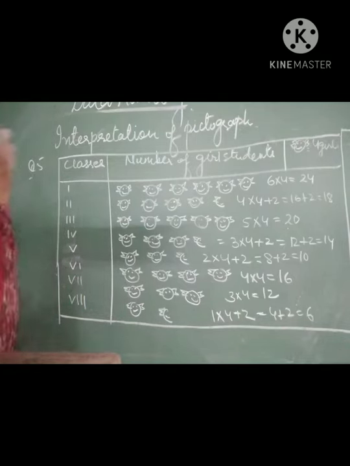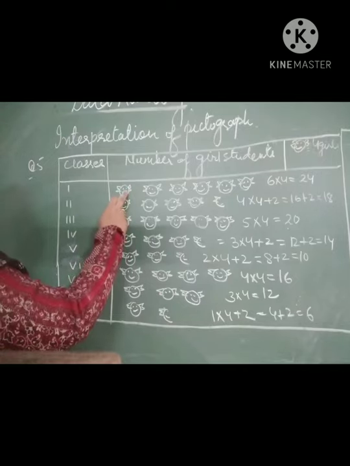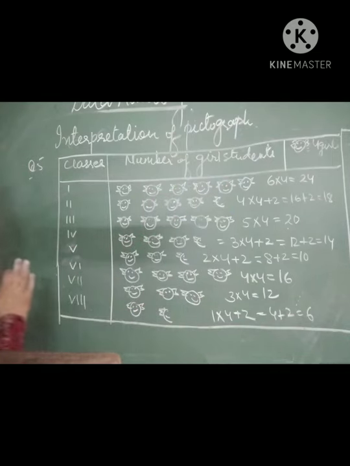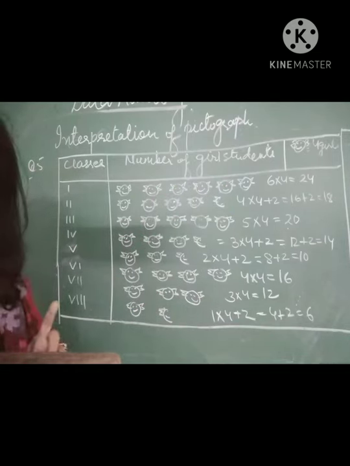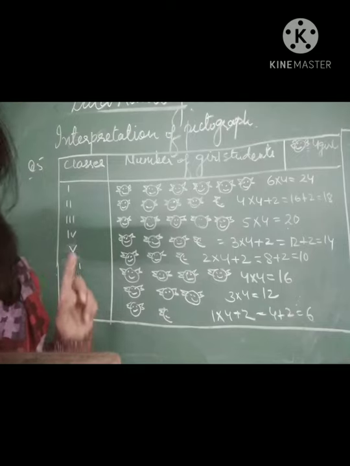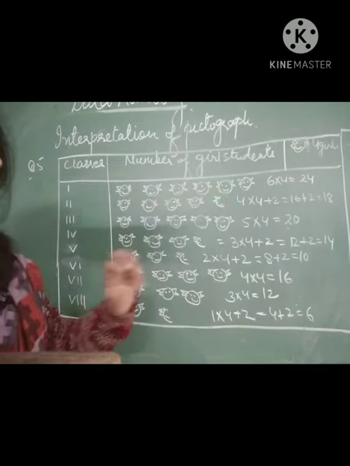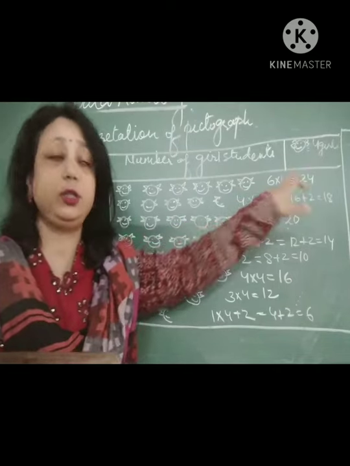So how many girl students are there in class 1? For that, first we will count the pictures. How many pictures are there? 1, 2, 3, 4, 5, 6 pictures are there. If one picture represents 4 girls, then 6 pictures represent how many girls? Multiply by 4. 6 multiplied by 4 is 24.